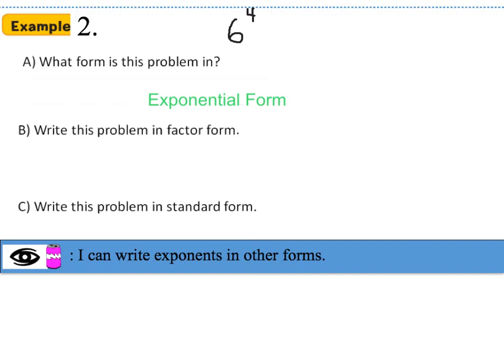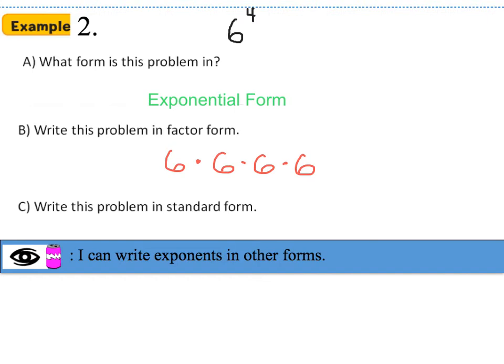So they're giving me the factor of 6, and I'm going to use repeated multiplication because exponents are repeated multiplication. And I'm going to say 6 times 6 times 6 times 6. Notice I did this 4 times because my exponent said 4. So now part C says write this problem in standard form.